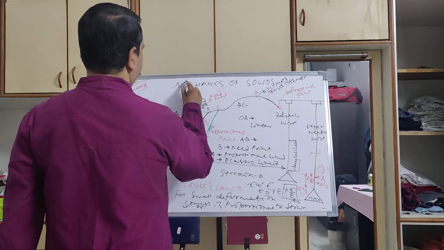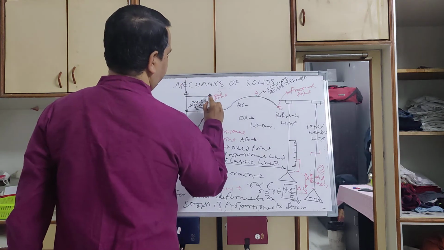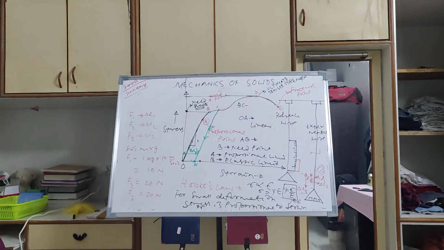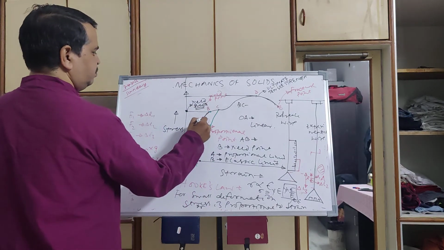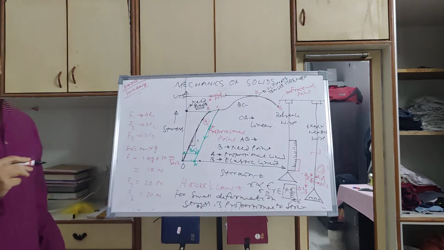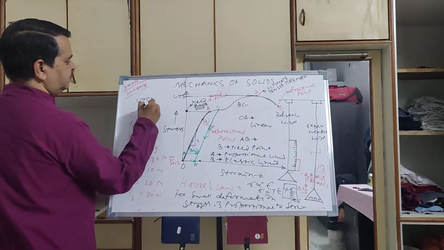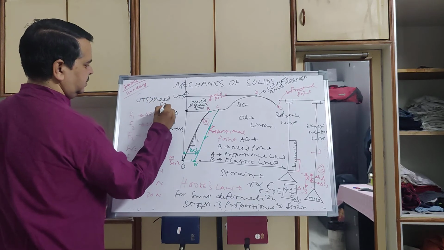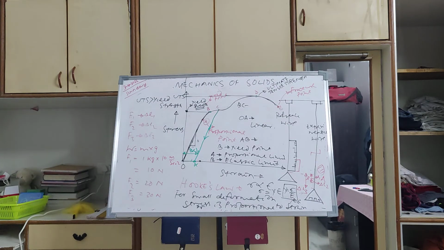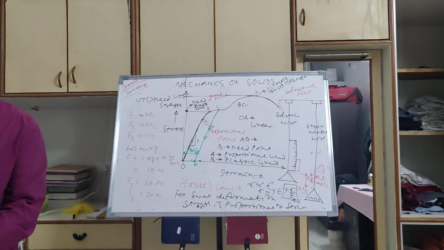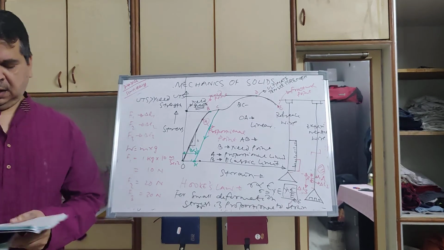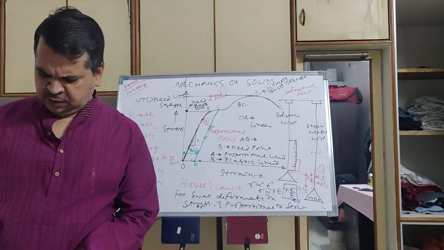So you draw a line like this. This was your proportional limit. Sorry, this was your yield strength. This is proportional limit. This is yield. This one is UTS, ultimate tensile strength. Ultimate tensile strength is always more than the yield strength. The definition is the maximum stress that a structure can carry is called ultimate tensile strength.